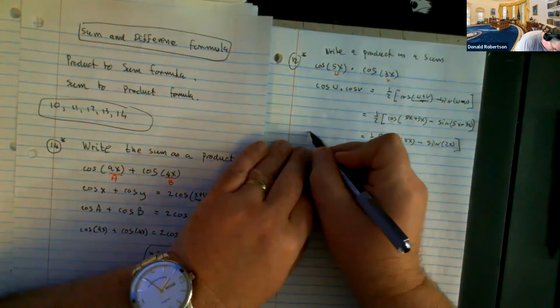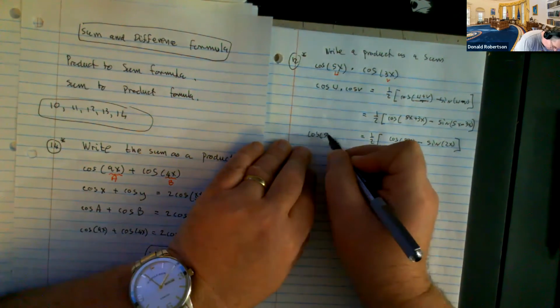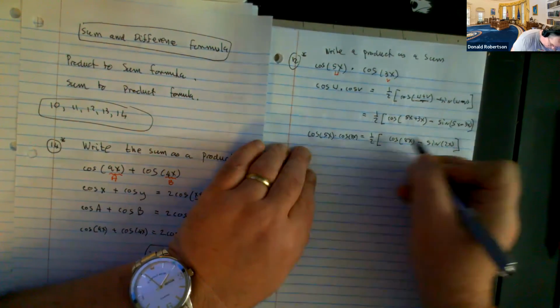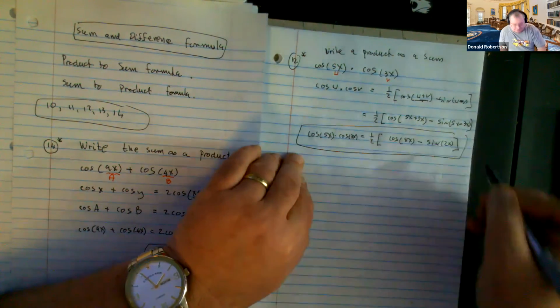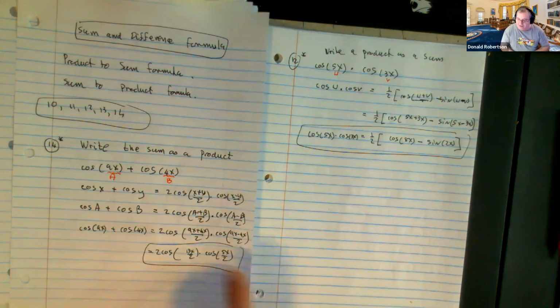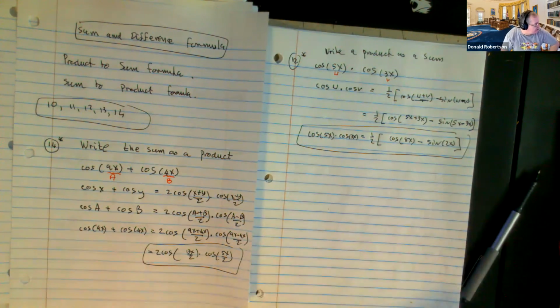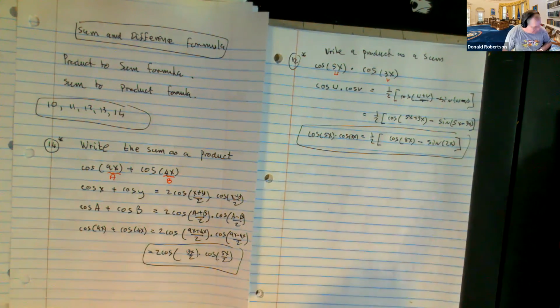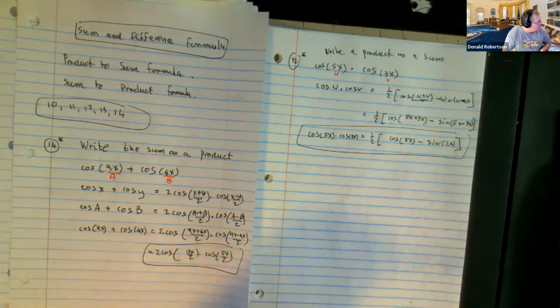And you've written a product as a sum. Here, you've written the sum as a product. That's the two directions. Find the right formula. Figure out who A, B, or UV, whatever lettering they happen to be using. And we are good. Got one more. Yeah, we can do one more.